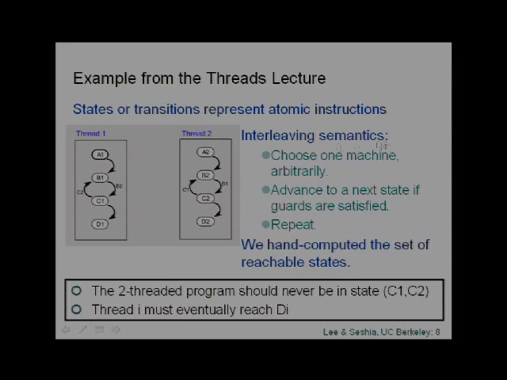So here's the first property that I just told you, right? The program should never be in state C1, C2. But you also have another property of progress, that each thread should eventually reach the final statement. So thread 1 must reach D1 and thread 2 must reach D2. Okay? So these are two more properties which you want this two-threaded program to satisfy, and you can write both of those also in temporal logic.